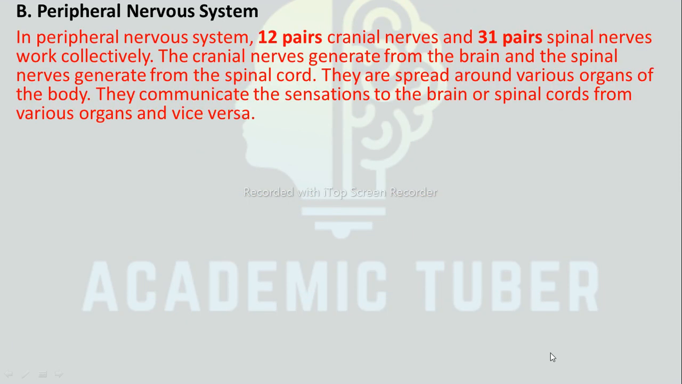Peripheral nervous system. In peripheral nervous system, 12 pairs of cranial nerves and 31 pairs of spinal nerves work collectively. The cranial nerves generate from the brain and the spinal nerves generate from the spinal cord. They are spread around various organs of the body. They communicate the sensation to the brain or spinal cord from various organs and vice versa.